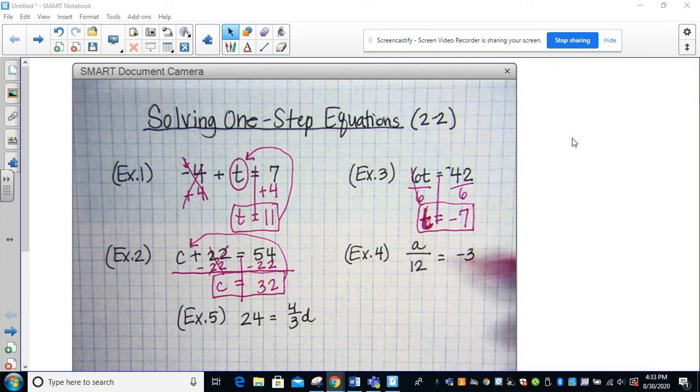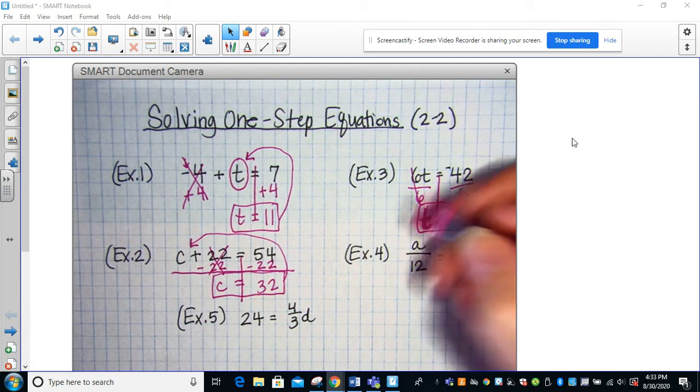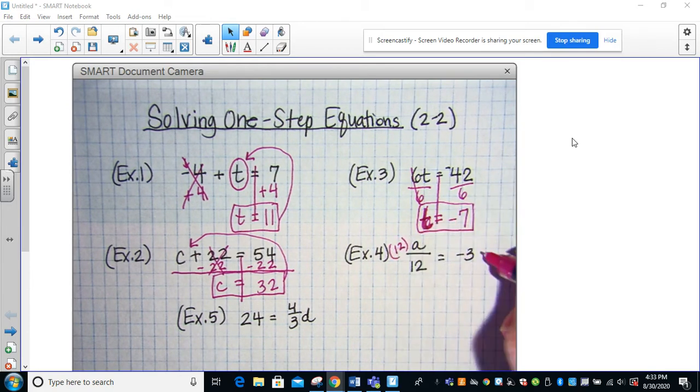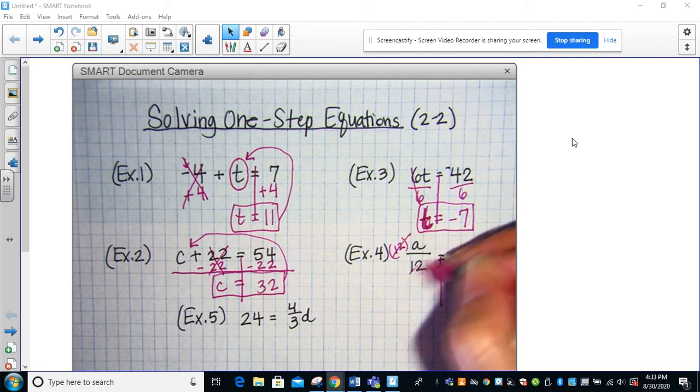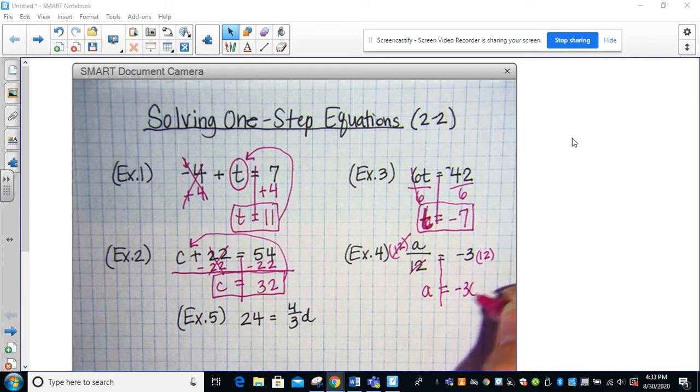Here we're dividing by 12. This looks like a fraction, and some people get a little hesitant when you see fractions. Don't let that concern you. The inverse operation of dividing by 12 would be to multiply by 12. So we can write it like this with parentheses. That eliminates those two 12s. So you have A equals, and negative 3 times 12 is a negative 36.